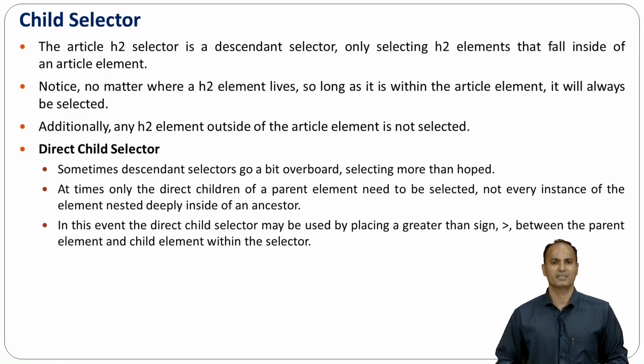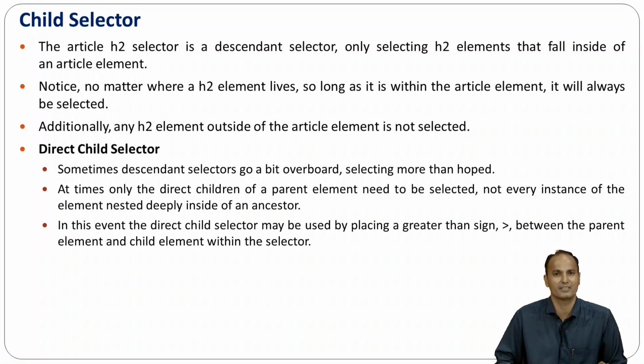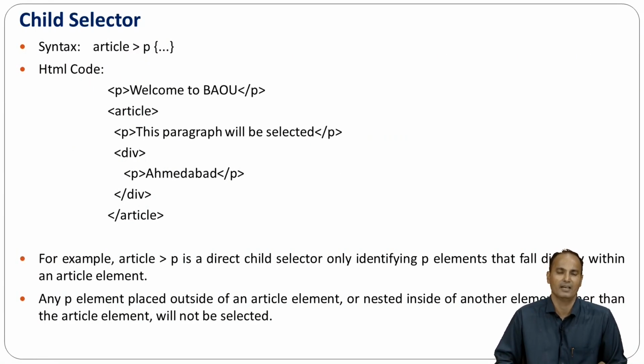So sometimes descendant selectors go a bit overboard, selecting more than hoped. At times only the direct children of a parent element need to be selected, not every instance of the element nested deeply inside an ancestor. In this event, the direct child selector may be used by placing a greater than sign between the parent element and child element within the selector. So in descendant selectors we were using a space, while in direct child selectors we will use a greater than sign. Here, see article greater than p. This indicates that the p must be a direct child of article.